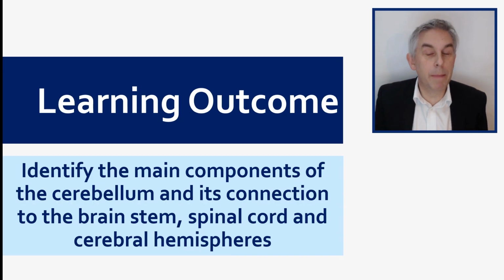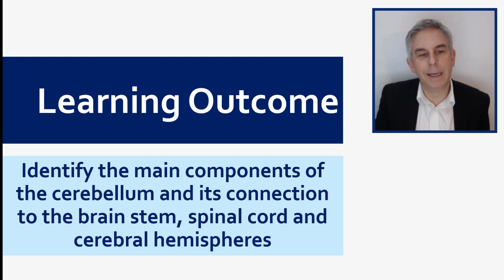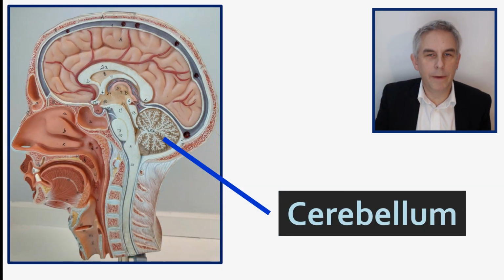What I hope you're able to do by the end of this video is to be able to identify the main components of the cerebellum and its connection to the brainstem, spinal cord and cerebral hemispheres. We're just going to work through the basics of where the cerebellum is, what it does and what happens when it goes wrong. First thing to do then is say whereabouts is the cerebellum.